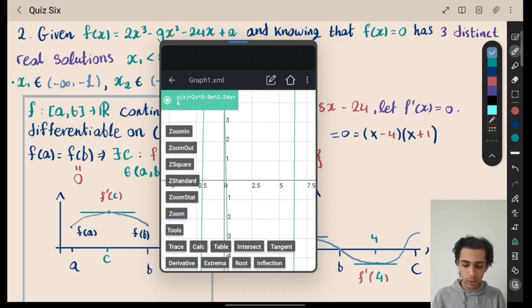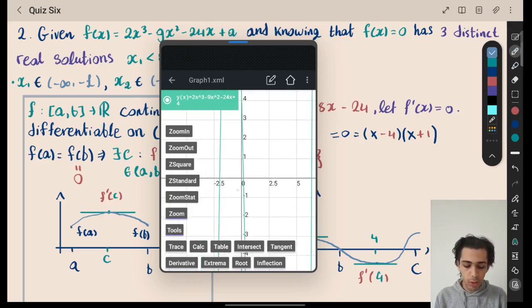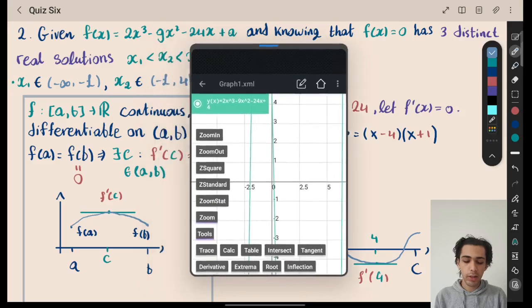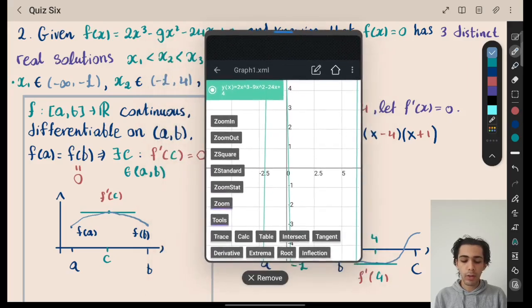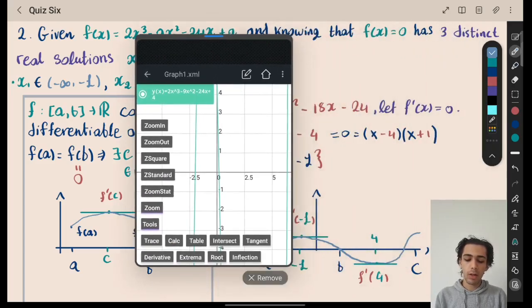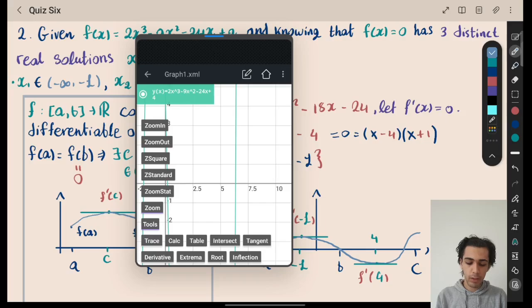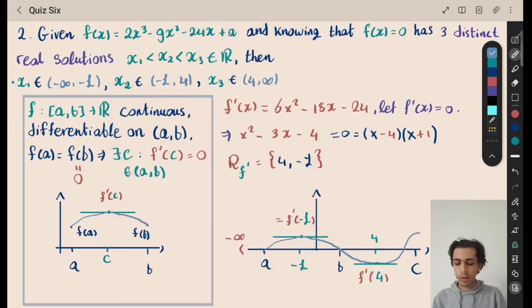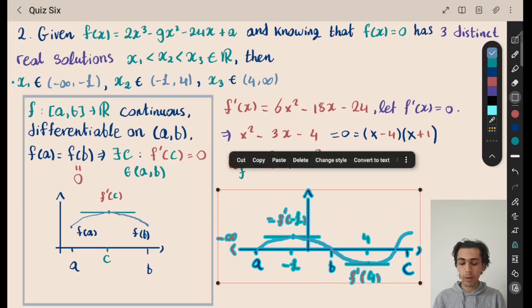But these are just examples. If you take any a, it will always be true that the first root will always be less than -1. The second root will always be between -1 and 4, and the third root will always be bigger than 4. That is really what we have just shown ourselves. So this is indeed a very, very powerful statement.